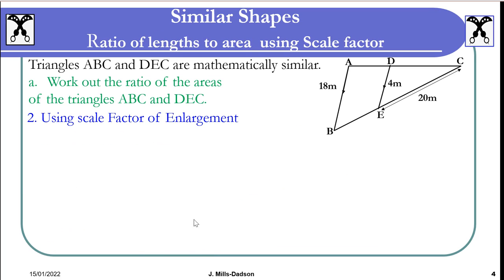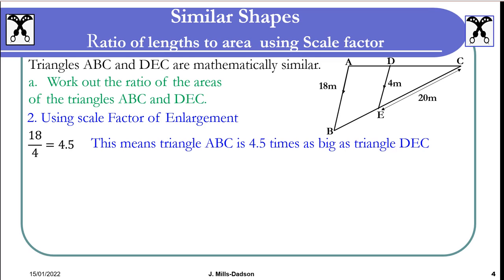The other way is using scale factor. So work out your scale factor from corresponding sides. 18 divided by 4 is 4.5. Now 4.5 means that the bigger one, ABC, is 4.5 times as big as the smaller one, DEC. So if you are expressing that as a ratio, ABC is 4.5 and DEC is 1, because this one is 4.5 times the original one.